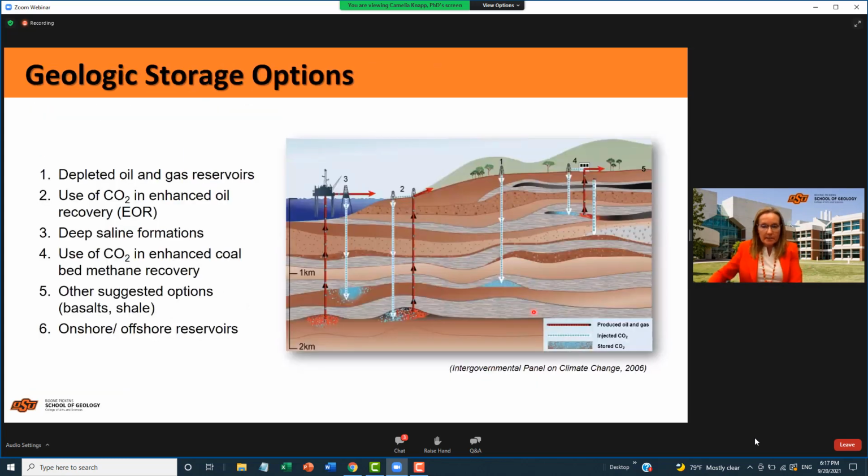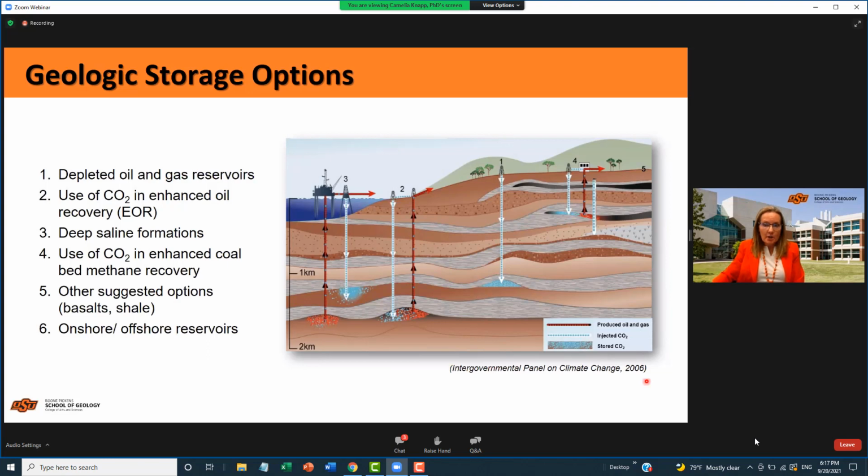You may have seen this. Actually, I was talking with Joseph today. This is the source I've always used, it would be a DOE sketch here. But what are the geologic storage options?